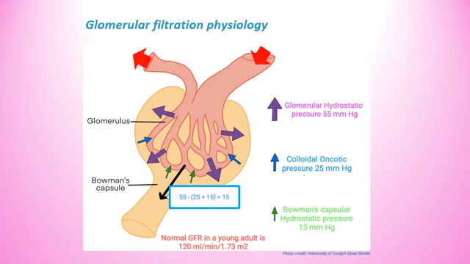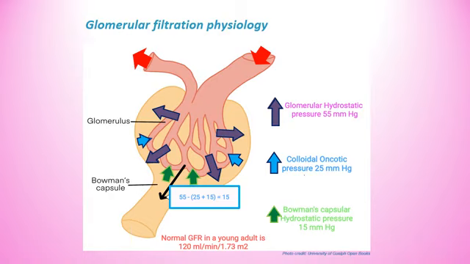Blood is coming through the afferent arteriole and entering the glomerular capillaries, where the outward directional hydrostatic pressure is 55 mm mercury, whereas the pressure towards the glomerular capillary, that is inward directional pressure, is the summation effect of inward directional colloidal osmotic pressure, that is 25 mm mercury, and inward directional Bowman's capsular pressure, that is 15 mm mercury. And the total inward directional pressure is 25 plus 15 equal to 40 mm mercury.